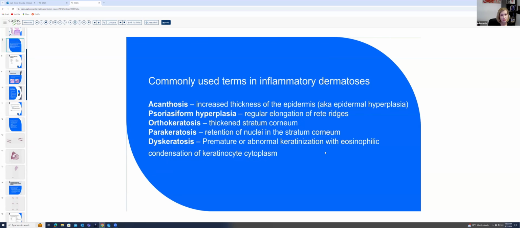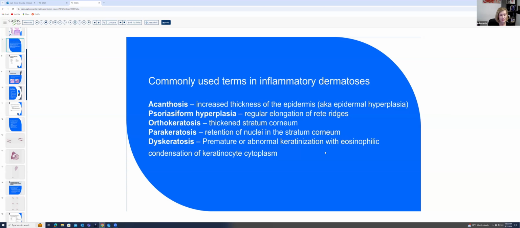So before we jump into the overall inflammatory patterns, let's discuss a few commonly used terms in inflammatory dermatoses. The first is acanthosis, which I mentioned in the previous slide. This refers to increased thickness of the epidermis, or can be also known as epidermal hyperplasia. Psoriasiform hyperplasia is regular acanthosis, so regular elongation of the rete ridges, classically seen in psoriasis, but also seen in several other conditions. Orthokeratosis refers to thickening of the stratum corneum, and parakeratosis is retention of nuclei within the stratum corneum, as we also saw in the previous slide.